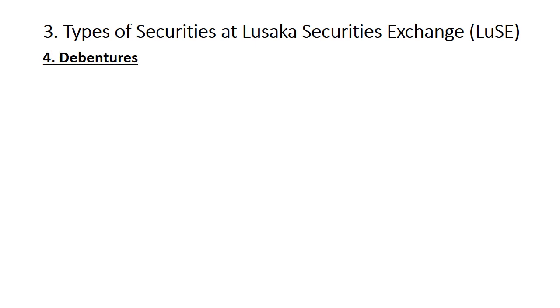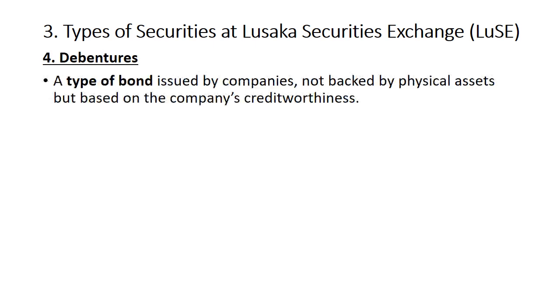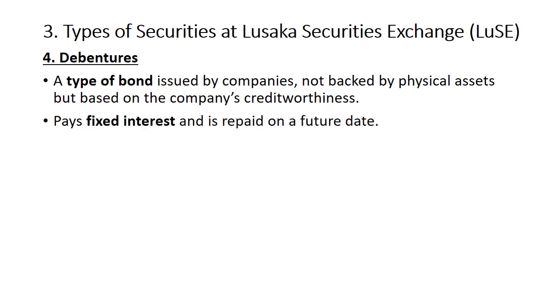Next, we have debentures. All these we have discussed, right? Debentures are a type of bond issued by companies, not backed by physical assets, but based on the company's creditworthiness. In short, this is the debt that a company can have, a debenture. These ones pay fixed interest and are repaid on a future date, meaning that when you get a debenture, you are going to be paid after some years.